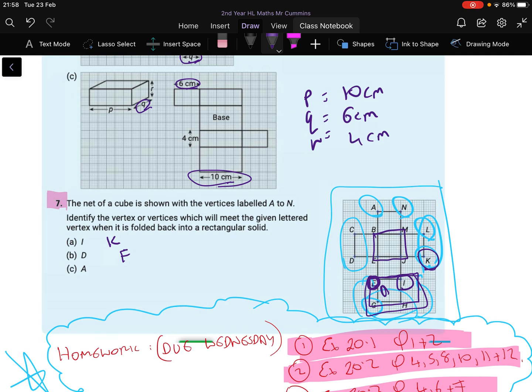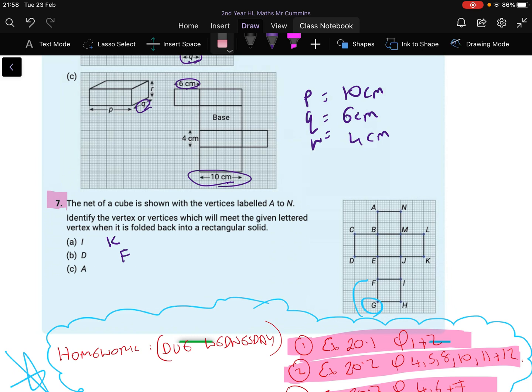What about CG? CG, where's CG? So I'm going to write all over everything. Let's get rid of some of this. CG, where's CG? Let's make it a bit clearer. Or not CG, I'm looking at A. A is here. So A is here.